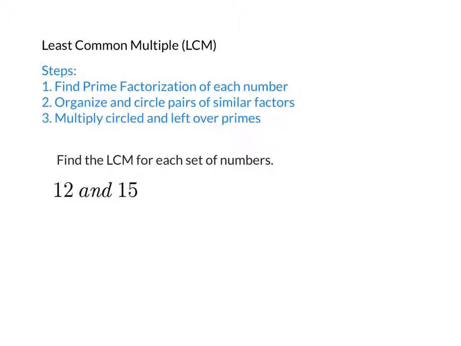Step 1. Find the prime factorization of each number, just like we do for GCF. The next step, you have to organize and circle similar factors, just like the GCF. But this time, it doesn't have to be all three if you have three numbers. You can still just circle two at a time. The next thing we're going to do is multiply the circled and leftover primes.